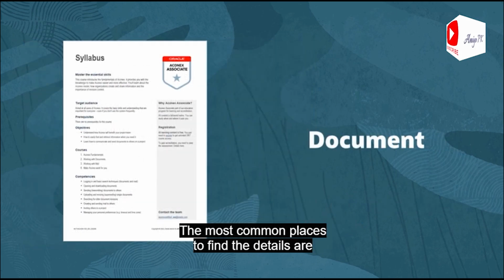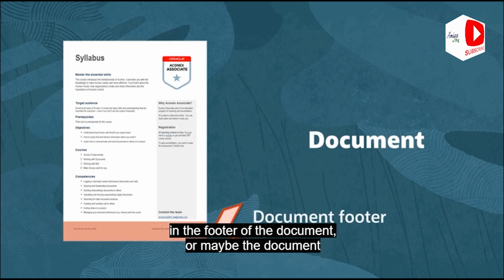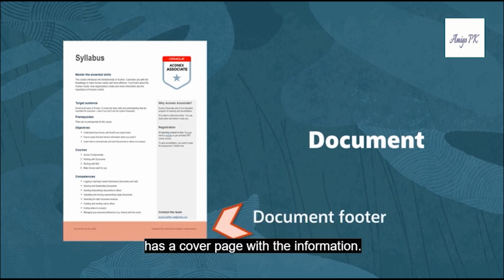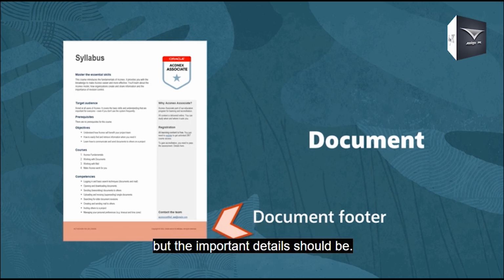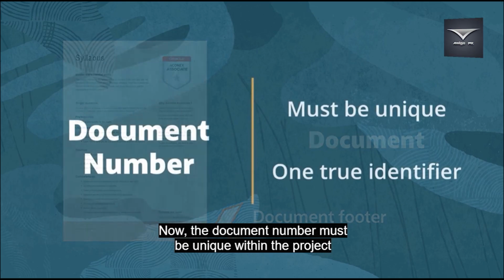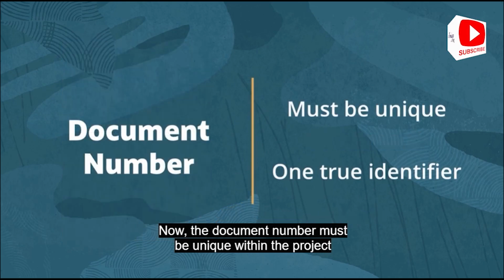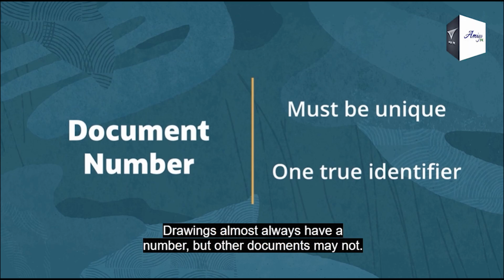With documents, it can get a bit trickier. The most common places to find the details are in the footer of the document. Or maybe the document has a cover page with the information. Now, not all the information is necessarily there, but the important details should be. The last thing we'll discuss is the document number. Now, the document number must be unique within the project and is the one true identifier for a document. Drawings almost always have a number, but other documents may not.